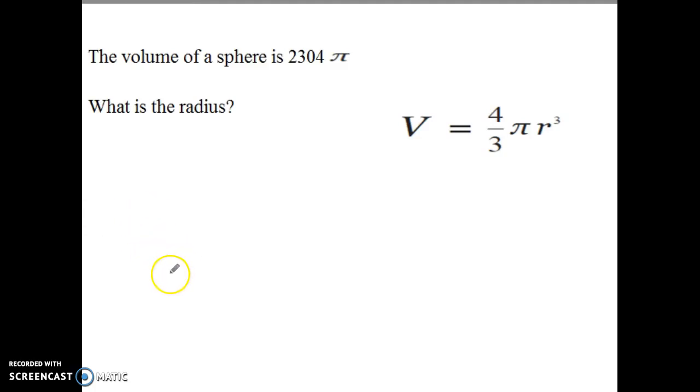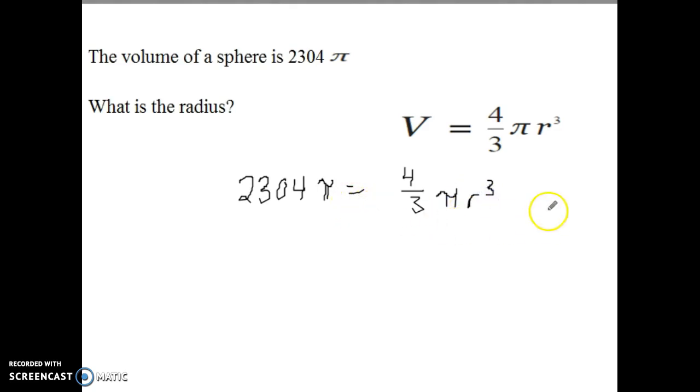All right, 2.09 quiz is on spheres. The first one gives you the volume of the sphere, and they are asking for the radius. So we're going to use our volume formula, and this time we're going to plug in. We already have the volume, so we're going to plug in 2,304 pi is equal to 4/3 pi r cubed.